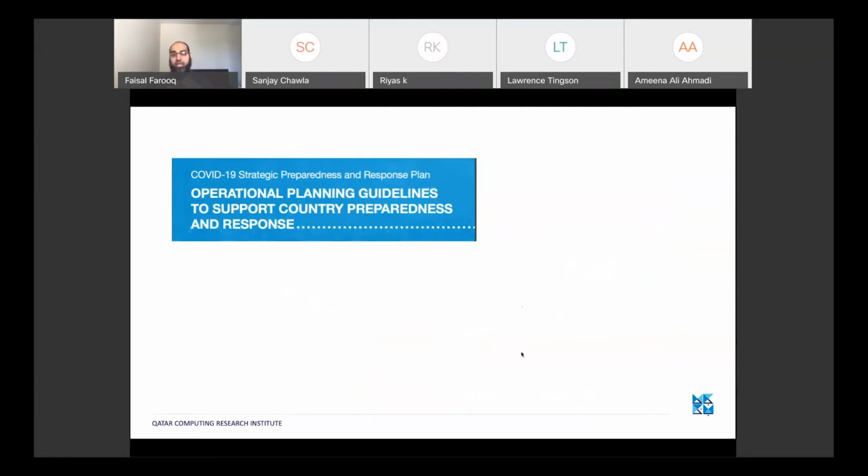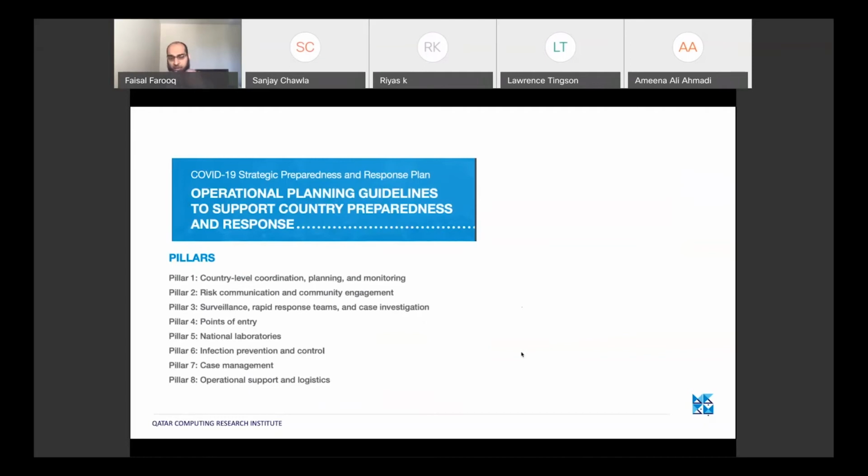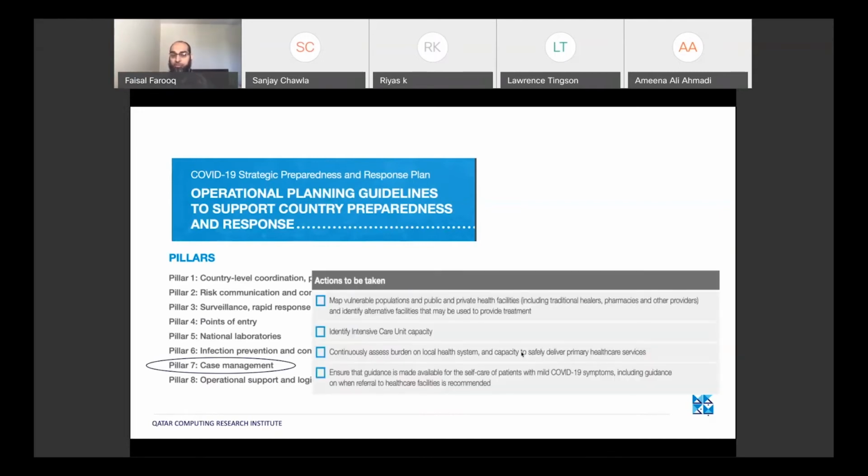For that, WHO came up with guidelines. And again, these are not actionable steps, but these are just guidelines that WHO came up with. They came up with a general preparedness and response plan for the current pandemic. It had 8 pillars of operation, and they covered all aspects. The pillar that specifically talked about the health capacity was pillar 7, case management. And the actions to be taken were to make sure that we map vulnerable populations, we increase capacity by spreading things between private, public, and alternative facilities, making sure we identify our intensive care capacity, assess continuously the burden, and then there is sufficient guidance on self-care for the patients.